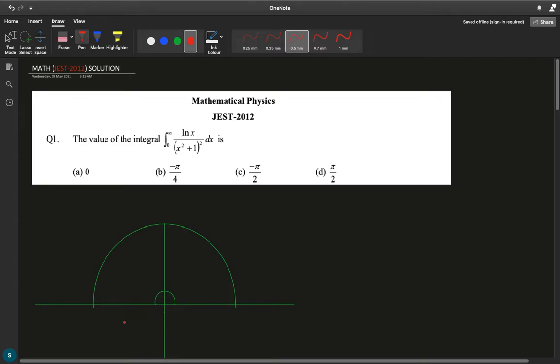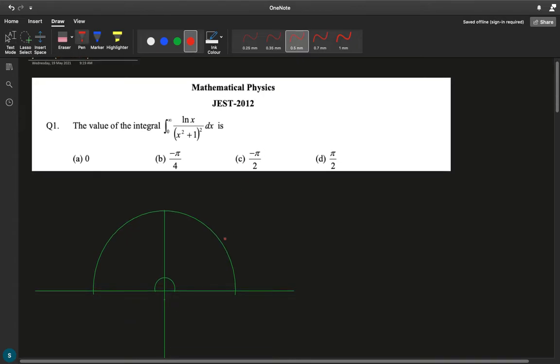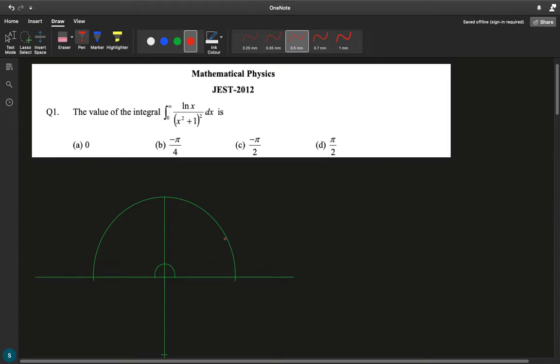Okay, so the very first problem is: find the value of the integral of ln x by (x square plus 1) whole square dx. We can solve this problem using the normal integral method, that is, put the substitution x equal to tan theta, and then we can find the value. This is one method we learned in class 12, but right now, as we have done contour integrals, we can solve this problem using the contour integral method.